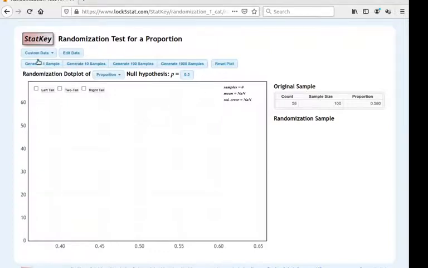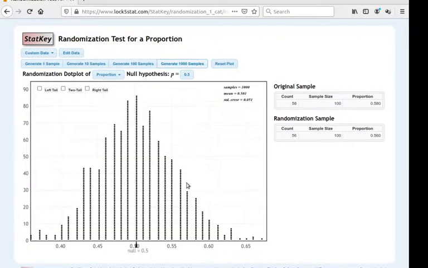I could hit all these buttons and demonstrate all kinds of stuff, but I'm just going to generate 1,000 samples and look at what we're looking at. It looks a lot like a bell curve. It's centered at the null hypothesis. So we assumed that this coin flipper's chance of getting the coin right on any one flip is 50-50.